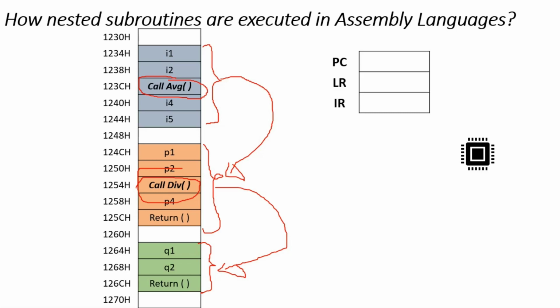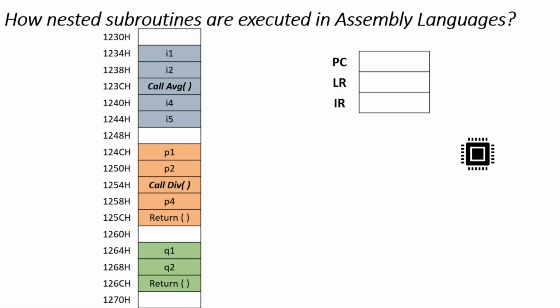Now how is the program flow here? These concepts are called nested subroutines, where one subroutine, average, calls another subroutine, divide. Let me explain how the program flow happens. From the main program, when I1, I2 are executed and the average function call is executed, the program goes directly to the average subroutine and executes P1, P2 and starts executing another function called divide. Then the program goes to Q1, the first instruction of the divide subroutine, executes Q2, another instruction of divide, and encounters the return statement.